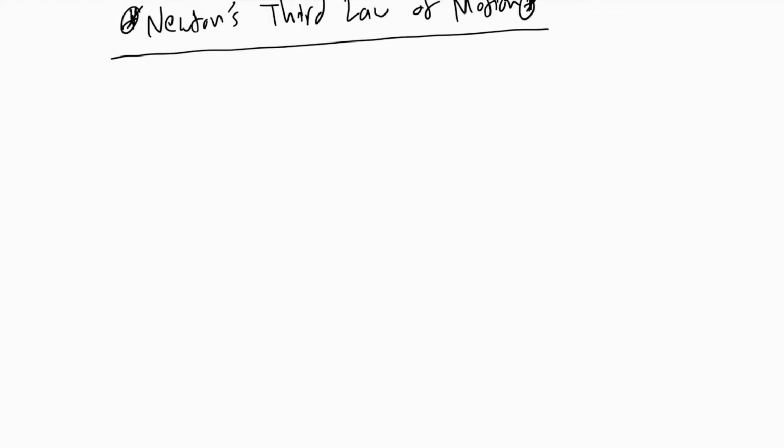So in this lesson, we're going to explore Newton's third law of motion. Now, in the previous lessons, we've taken a look at Newton's first law and second law, where we said the first law states that an object at rest or moving with a constant velocity will remain in its current state unless acted on by an unbalanced force. The second law shows the relationship between force, mass, and acceleration, represented by the formula F equals ma.